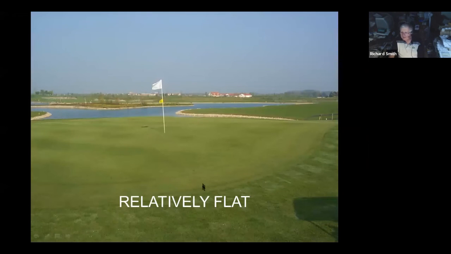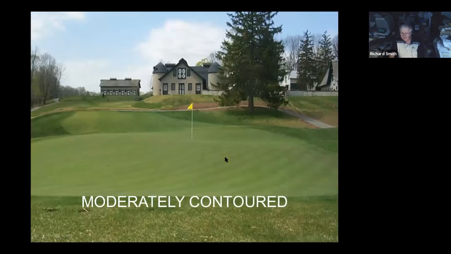What do they look like? Well, there's one that looks relatively flat. And there's one, we're starting to see a little bit of contour. There, over there, moderately contoured. This might start to address that question we had earlier. If a green goes uphill and then sort of over a crest and then back downhill, it's probably going to be considered moderately contoured.